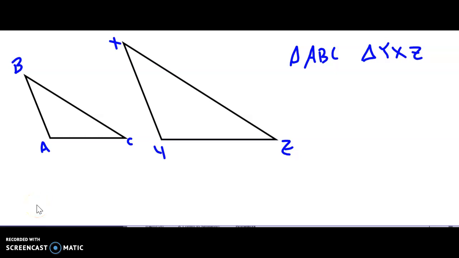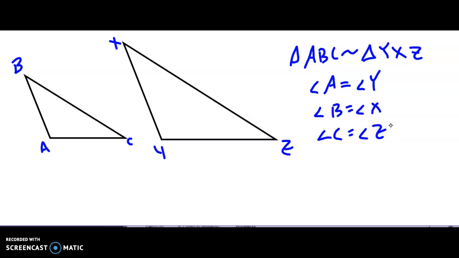Alright, let's look a little bit at similar triangles and some shortcuts for showing similar triangles. Remembering that if I want triangle ABC to be similar to, and we're going to be using that symbol, that means a couple things. First off, angle A is equal to angle Y, angle B is then equal to angle X, and angle C is then equal to angle Z. It's no different from congruency, and it's the same with the angles.